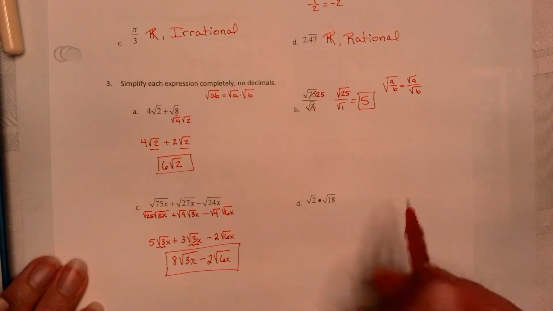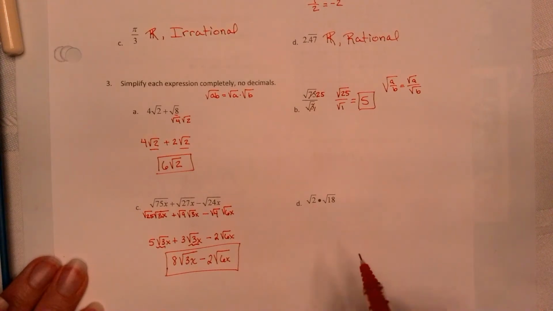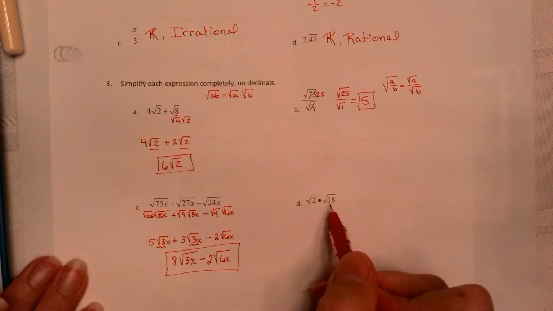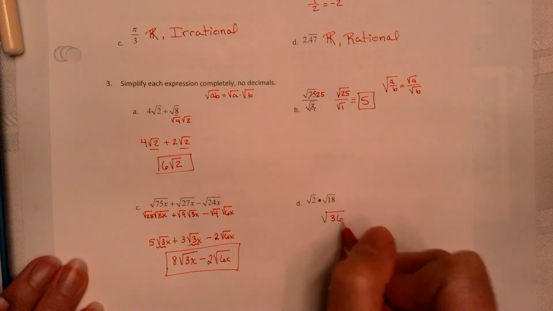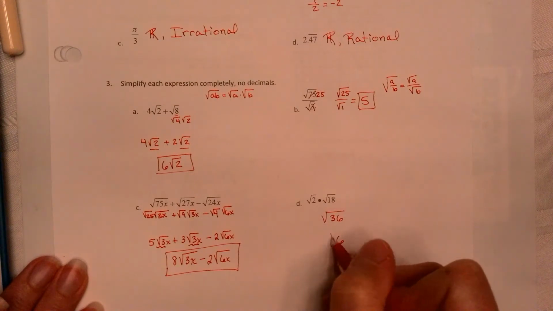Okay, looking at this next one, I have the square root of 2 and the square root of 18. Individually, neither of these are perfect squares, so if I just put them together, I get the square root of 36, and it's much quicker. I just have 6.